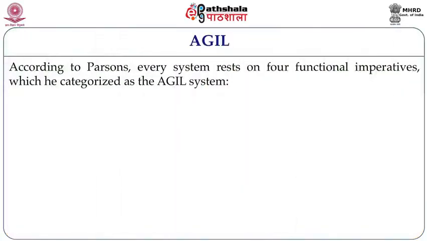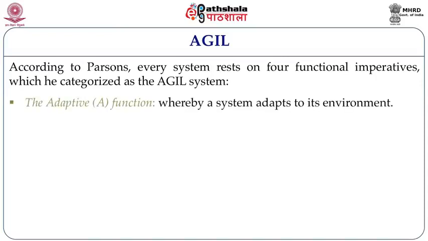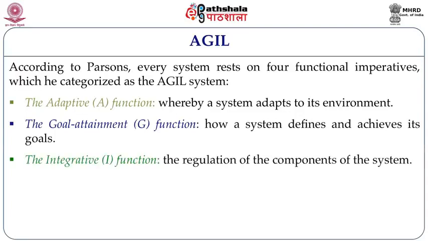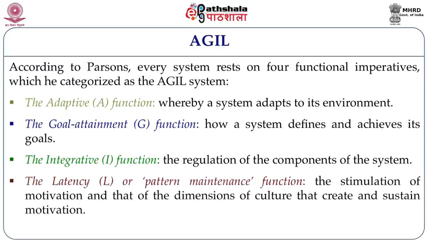According to Parsons, every system rests on four functional imperatives, which are categorized as the AGIL system. The adaptive function, whereby a system adapts to its environment. The goal attainment function, how a system defines and achieves its goals. The integrative function, which talks about the regulation of the components of the system. And the latency or pattern maintenance function, which talks about the stimulation of motivation and that dimension of culture that creates and sustains motivation. So adaptation, goal attainment, integration, and latency are the four parts, or four subsystems, talked about by Talcott Parsons, associated ultimately with the system.